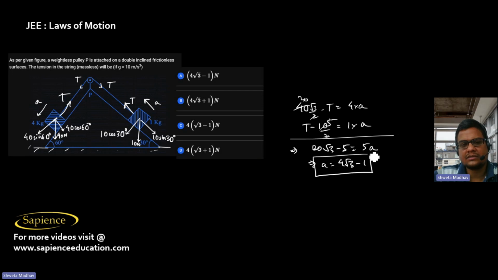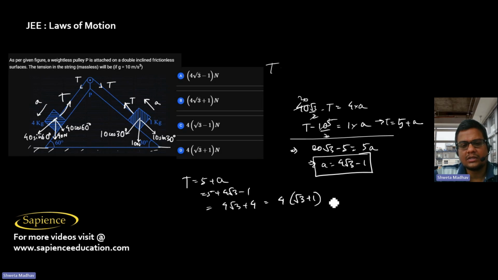So acceleration is 4 root 3 minus 1, but here the tension has been asked. So T will be equal to 5 plus a. From here we can get T equal to 5 plus a. So T will be equal to 5 plus 4 root 3 minus 1. So 5 minus 1 is 4, so it is 4 root 3 plus 4. So you can say this will be 4 into (root 3 plus 1) Newton. So option D is the correct answer.